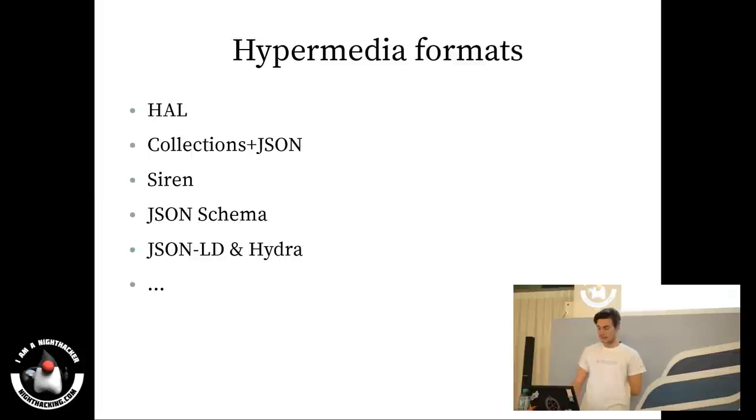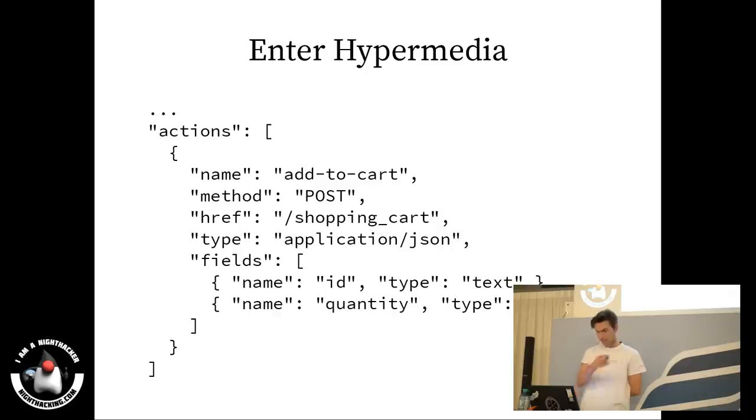In this case, there's a shopping cart resource, and you would not post a book, but rather something like a book selection. You only say, I want that book identified by the ID, and I want it twice or three times. That's a quantity, because in this case you don't need the whole book.